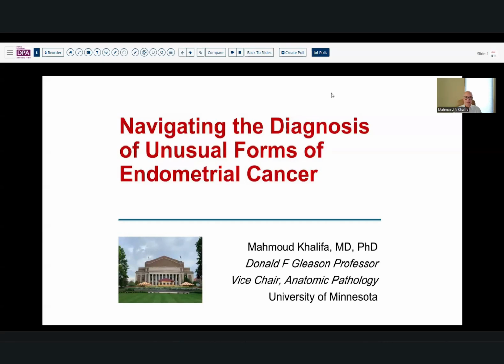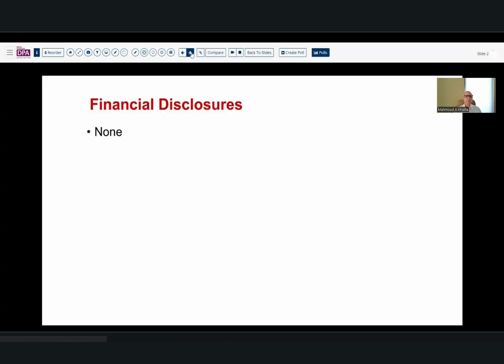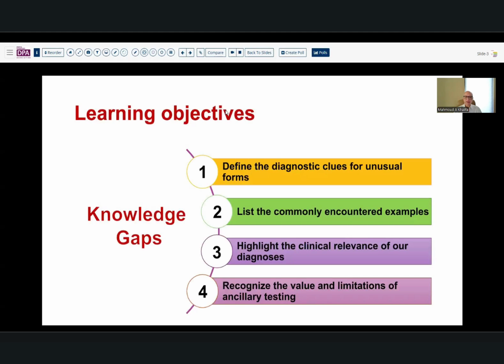Hello, everyone. Today, we will be talking about diagnosing endometrial cancer of unusual morphology. So we will try to define diagnostic clues of unusual forms. We will list the common examples. I have 5 examples here for you today.